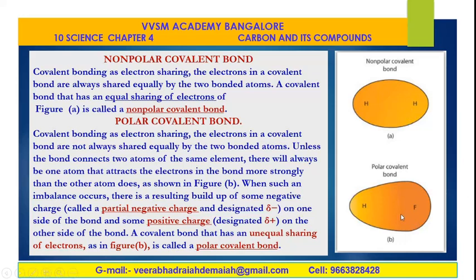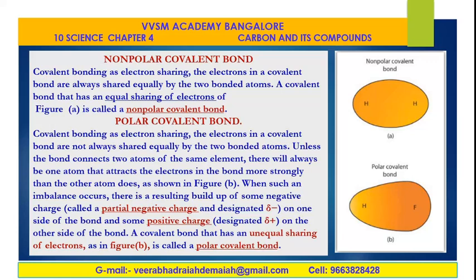Why is it different? Observe the figure carefully. The hydrogen and fluorine molecule. Here are two different atoms. Covalent bonding as electron sharing. The electrons in a covalent bond are not always shared equally by the two bonded atoms. Unless the bond connects two atoms of the same element, there will always be one atom that attracts the electrons in the bond more strongly than the other atom does, as shown in this figure.